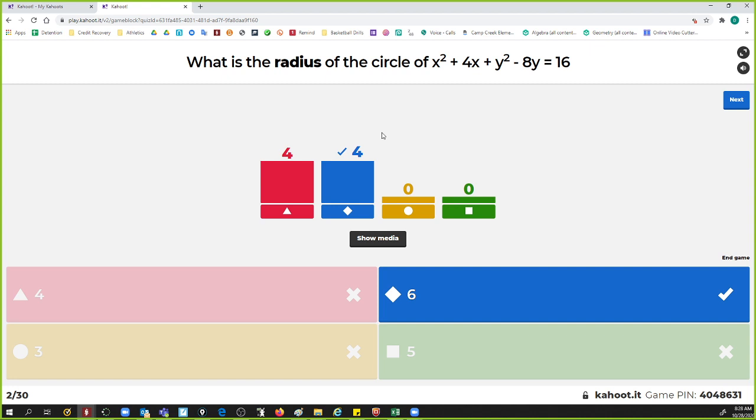Oh, look at that. I would have made that one of the choices. But we're not. That 36 is not the radius. That 36 is radius squared. So you got to square root it. So therefore we get 6. So 4 of you got that one.